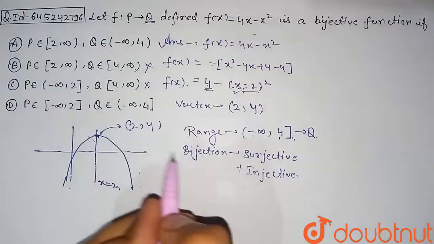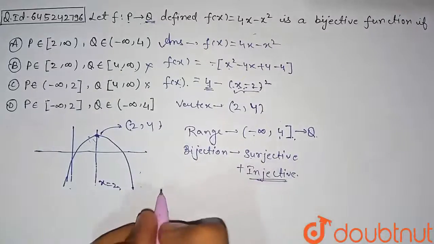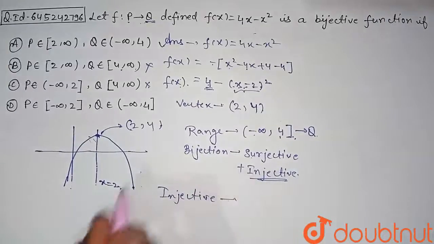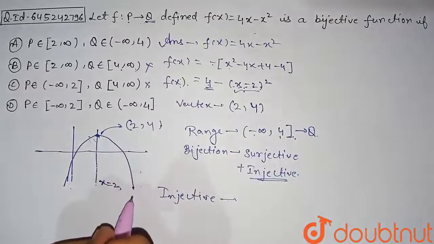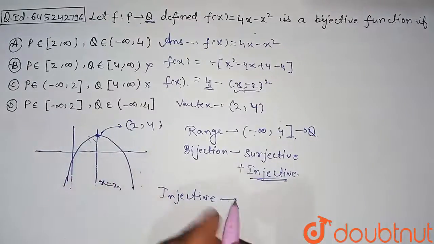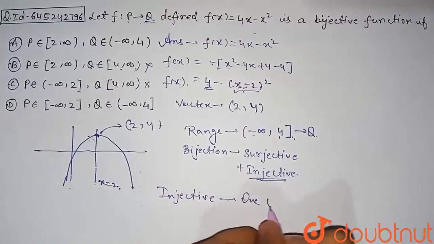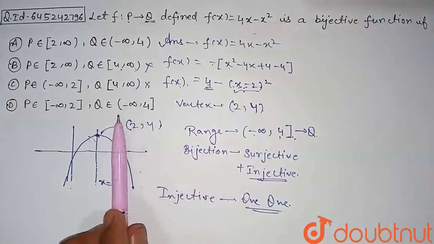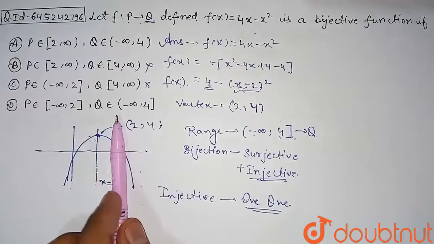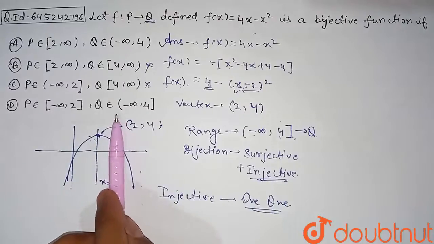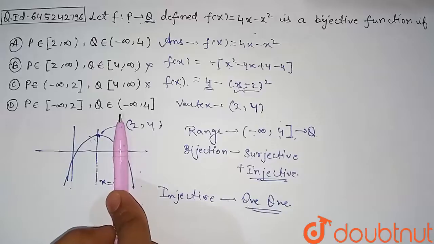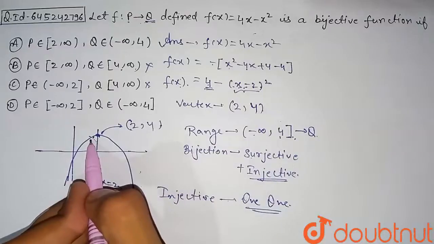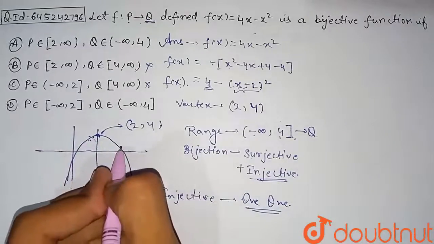Similarly, for injectivity, a function must be monotonic, that is, either always decreasing or always increasing. Injective means one-one. If we ignore one side of the graph, then the left-hand side of x equal to 2 behaves as an increasing graph from minus infinity to x equal to 2. So this will be a monotonic function, that is, one-one, on this side and also on the other side.